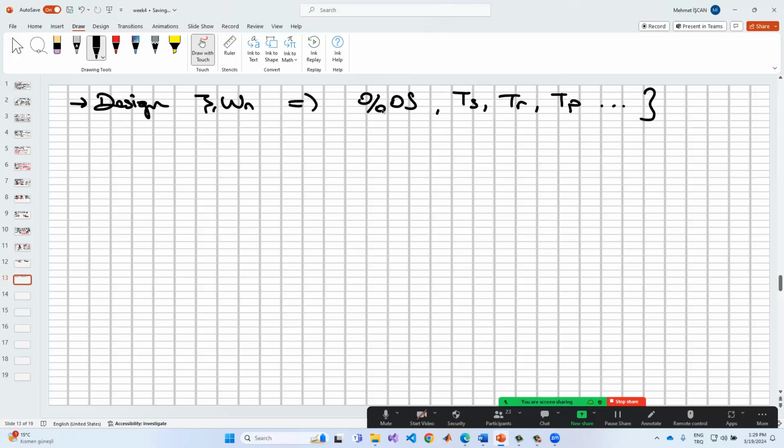Okay, so for example, a customer can say that we need 30% overshoot, with a settling time of 4 seconds, a rise time of 1 second, and a peak time of 0.5 seconds, and so we can design the proper system based on this information. But how can we use the underdamped condition in order to design this system specification?